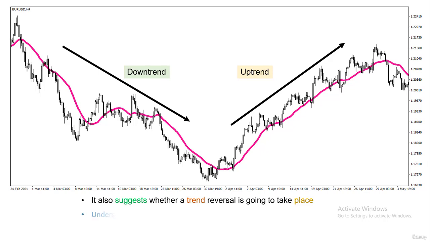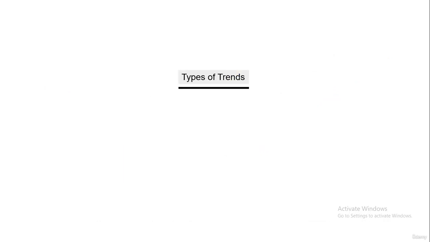It helps to understand the ongoing price direction in the market during a particular period, and it can be up or down based on bullish and bearish market sentiments respectively. Types of trend. There are three types of trend: uptrend, downtrend, and sideways trend.